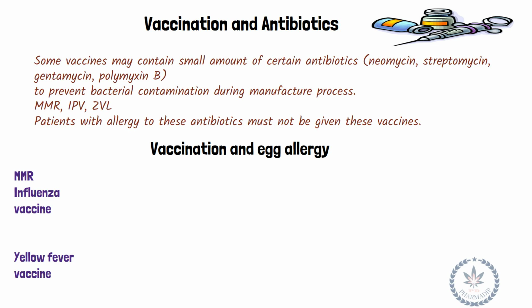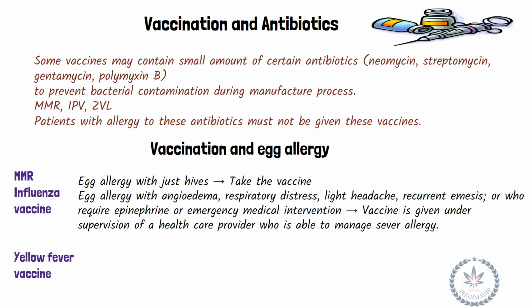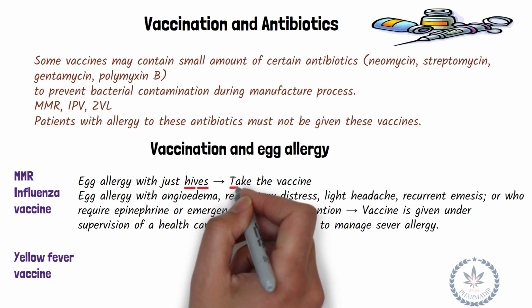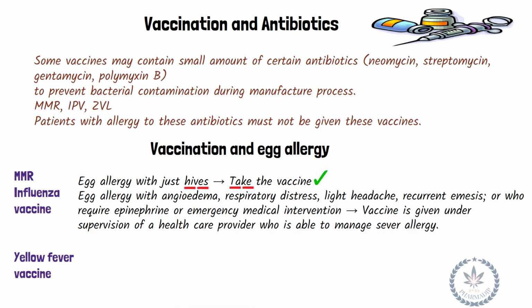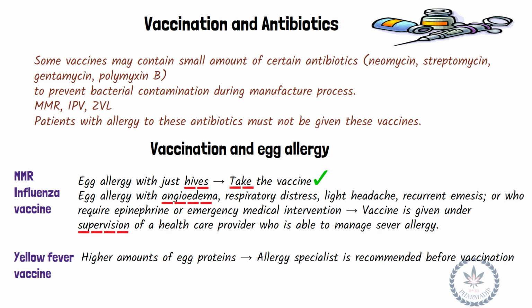Vaccination and egg allergy. The following vaccines may contain traces of egg proteins: MMR, influenza vaccine. Egg allergy with just hives, then take the vaccine. Egg allergy with angioedema, respiratory distress, lightheadedness, recurrent emesis, or who require epinephrine or emergency medical intervention, then the vaccine is given under supervision of a healthcare provider who is able to manage severe allergy. Yellow fever vaccine contains higher amounts of egg proteins, so an allergy specialist is recommended before vaccination.